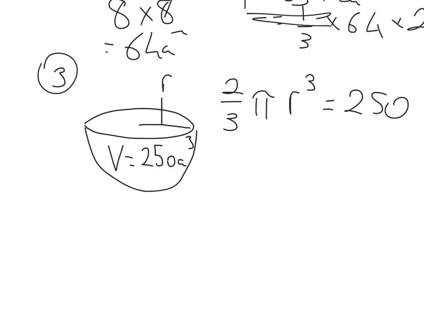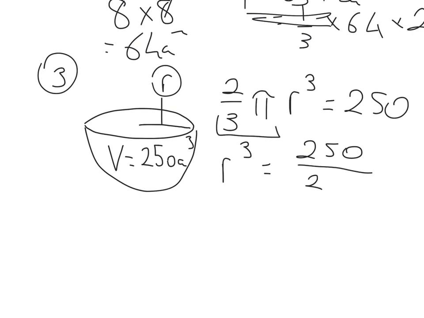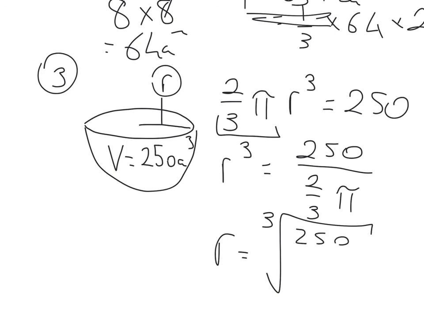So I can now use a strategy of changing the subject of the formula to r to work out the radius. So r cubed will be equal to 250, and bring all of this down, divided by 2/3 pi. To find r, it's then going to be the cube root of 250 over 2/3 pi. And to one decimal place, that is 4.9 centimetres.